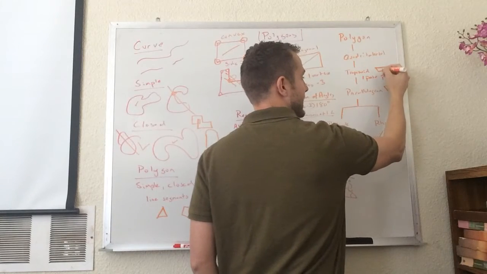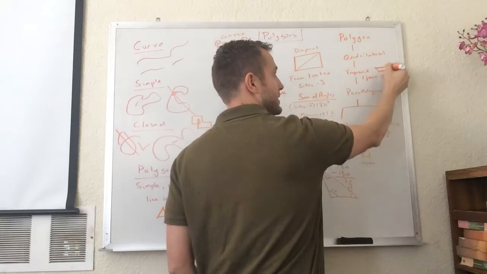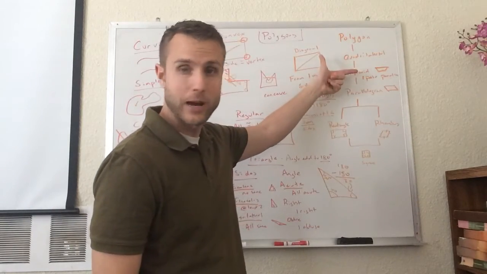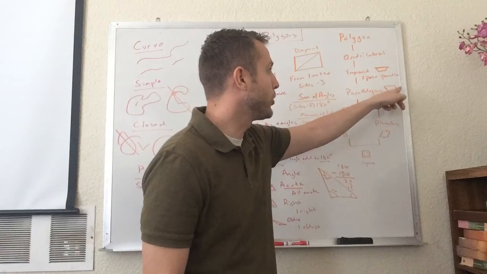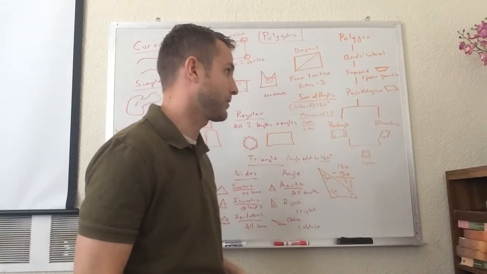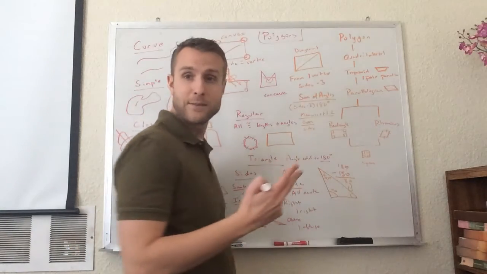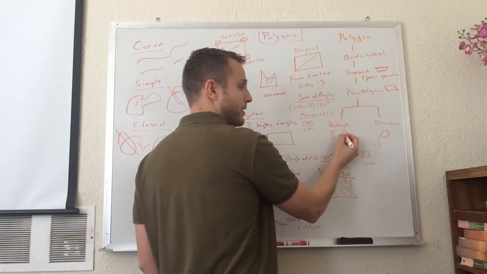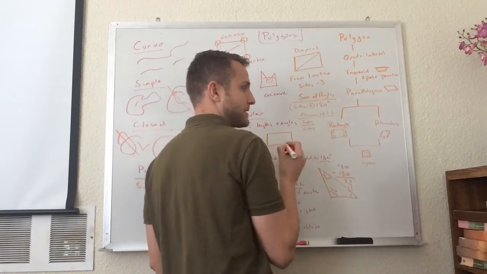So this side and this side are parallel, they will never cross. These are not. A parallelogram is a type of trapezoid. It means both pairs of sides are parallel. There are 2 types of parallelograms. If I have both sides parallel and all the angles are 90 degrees, that's a rectangle.